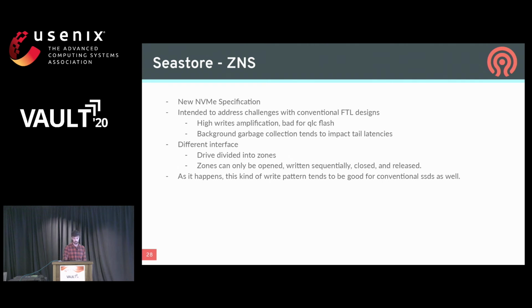So the interface differences, however, are somewhat maddening for designing a storage system on top of it. The drive is divided into zones. Zones can only be opened, written sequentially, closed, and reserved. Hopefully, this kind of write pattern will be good for conventional SSDs as well, because hopefully it will minimize GC traffic. And if that's true, we may end up exploiting pretty much the same design for both ZNS and FTL, which would be convenient.